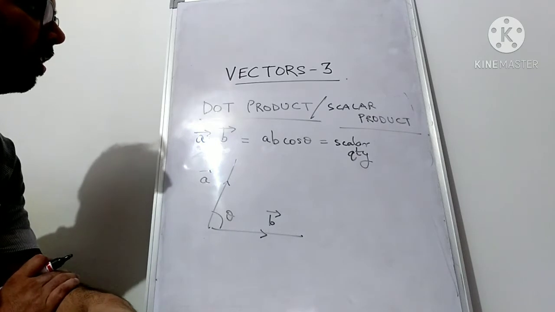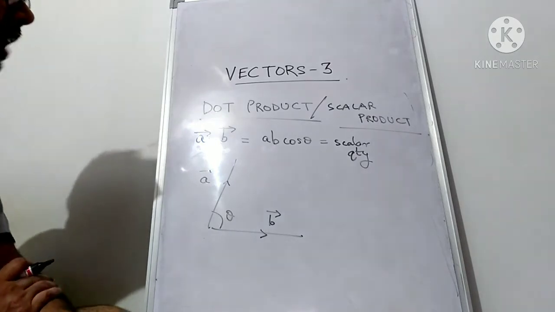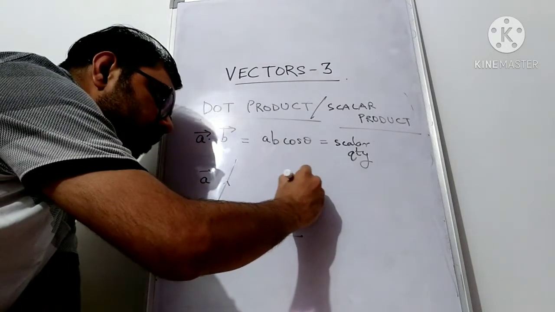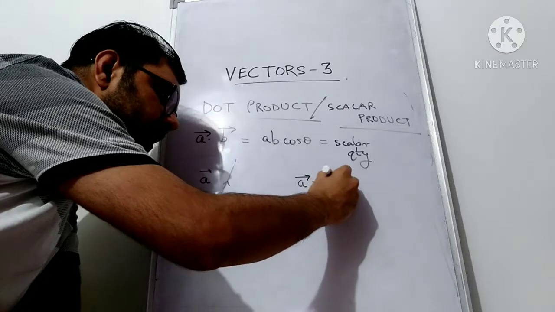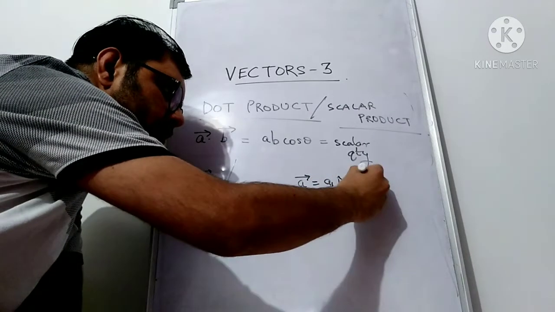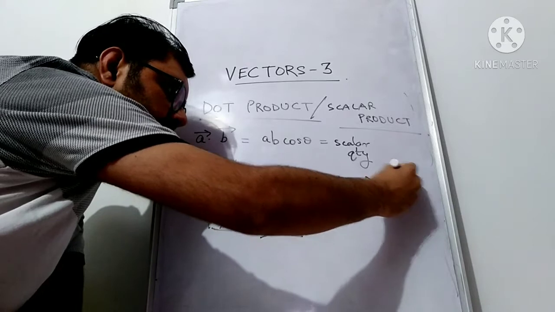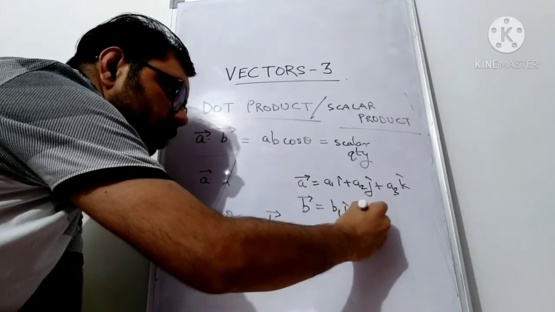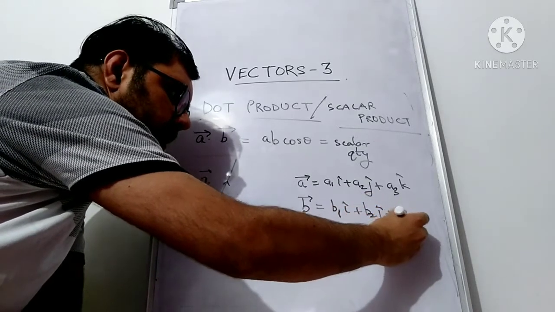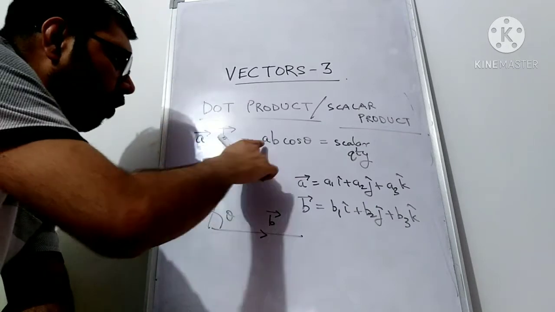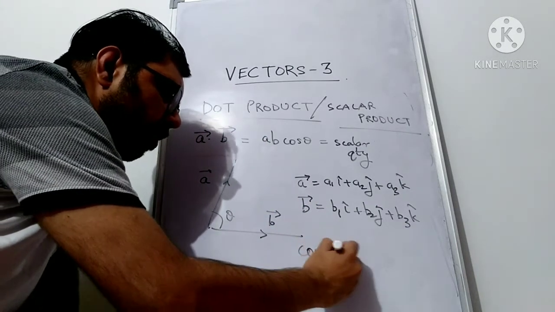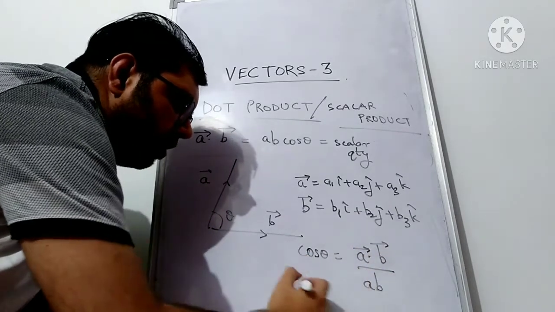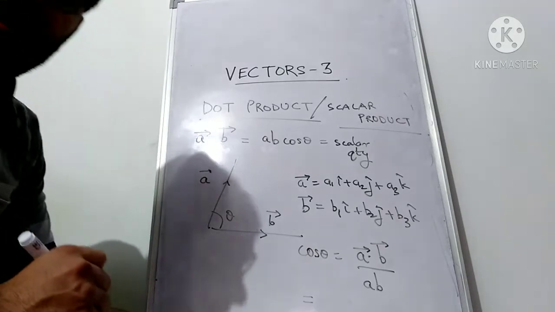Now there are some applications, like how do you calculate the angle if two vectors are given to you. Suppose vector a is a1 i cap plus a2 j cap plus a3 k cap, and vector b is b1 i cap plus b2 j cap plus b3 k cap. If you apply this formula, how will we get cos theta? Cos theta we can write as a dot b divided by a into b.